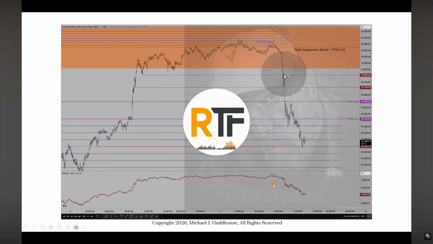Really, don't put so much importance in these PD arrays on the daily chart, market structure, liquidity pools. These are going to be much more important, and you should focus on those rather than just looking for SMTs.